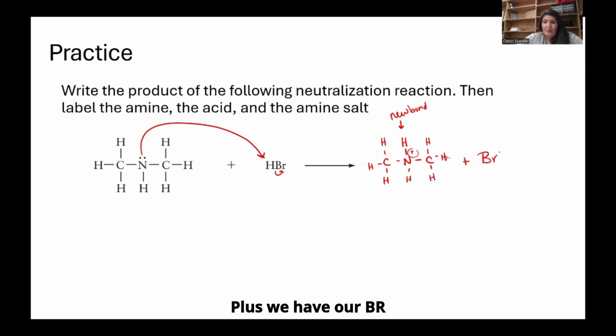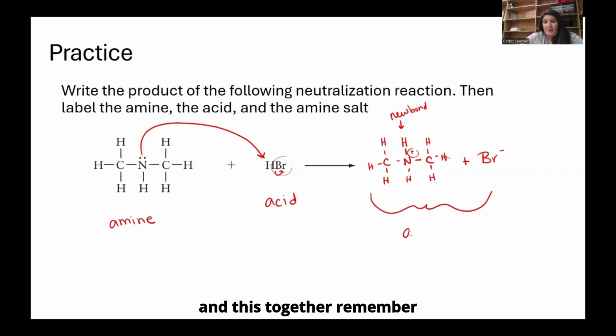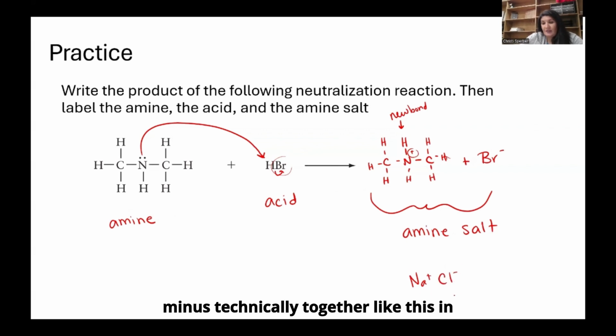Plus, we have our Br minus because we took the hydrogen away, and so now we're just left with our bromide ion. Now we want to label the amine. This is our amine. Our acid is hydrobromic acid. And this together, remember, is the amine salt. Just like salt is Na plus Cl minus, technically together like this in an aqueous solution, not bound together. This is what the amine salt is. It has the positive and the negative ions together, and it's what the salt looks like.